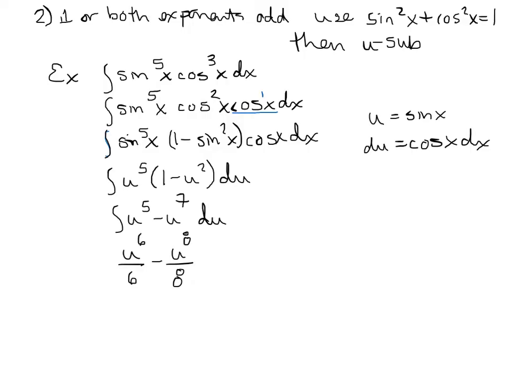Now I started with x's, so I need to end with x's, so I've got to resubstitute back in, and u was sine. So sine to the 6th over 6 minus sine to the 8th over 8, and those are all sines of x's, and then we'll add C.